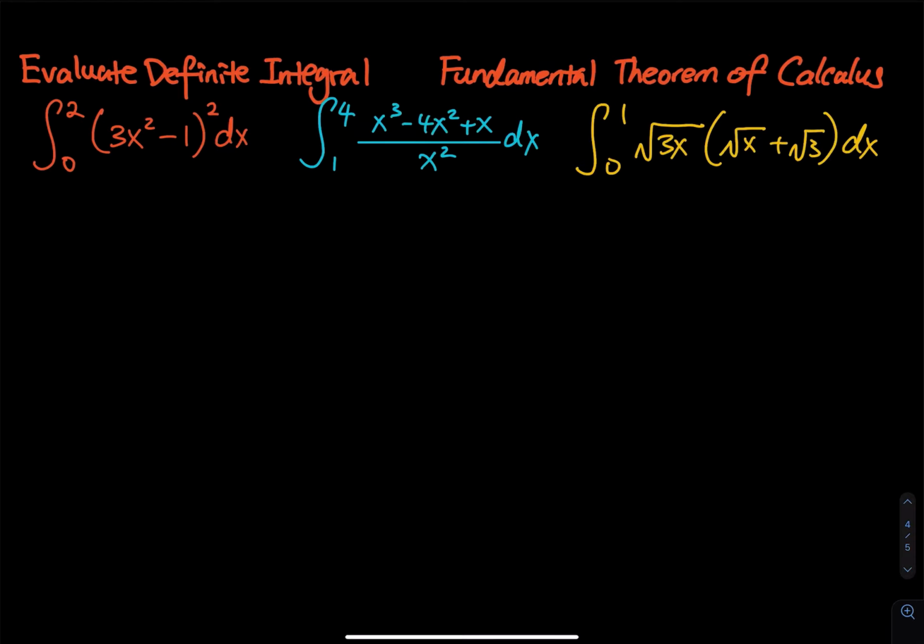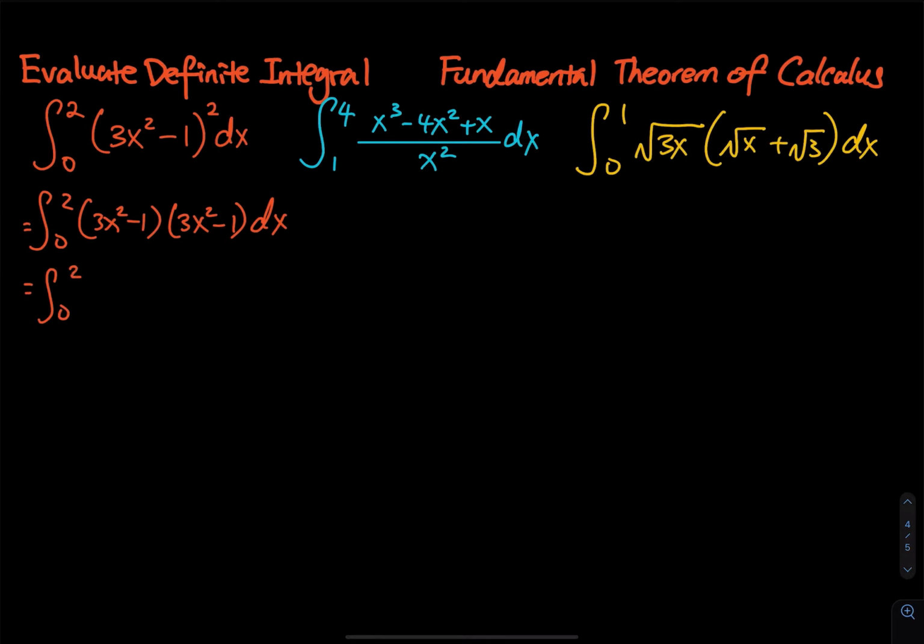First definite integral, we have the integral from 0 to 2 of (3x squared minus 1) raised to the second power dx. So let's expand the second power. So we have 0 to 2, (3x squared minus 1) times itself, (3x squared minus 1) dx, and then you have to fully open this.